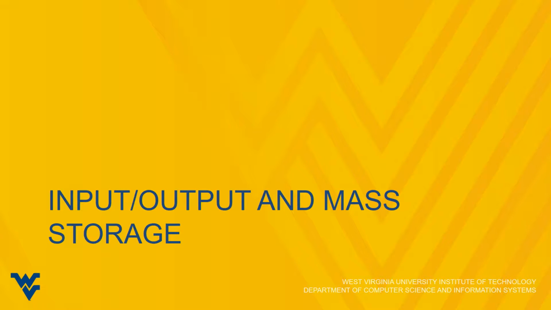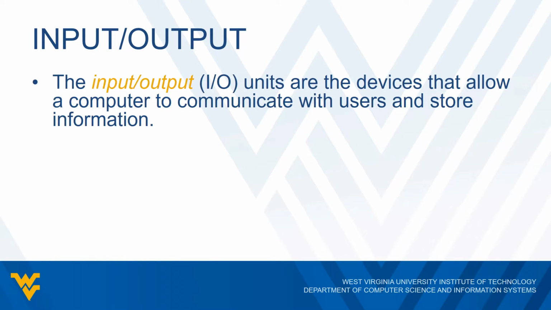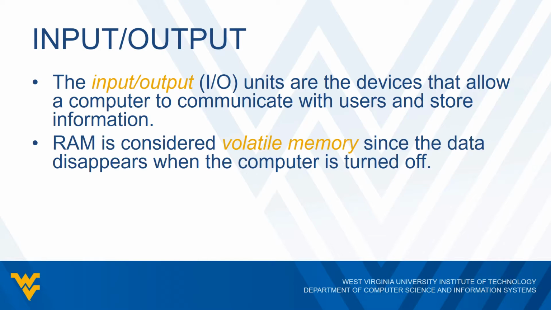We'll now discuss different types of devices that deal with input-output and mass storage. The input-output units are the devices that allow a computer system to communicate and interact with the outside world, as well as store information. Now, the random access memory that we talked about previously is what we consider volatile memory. Here, this means that the information will disappear when the power is turned off.